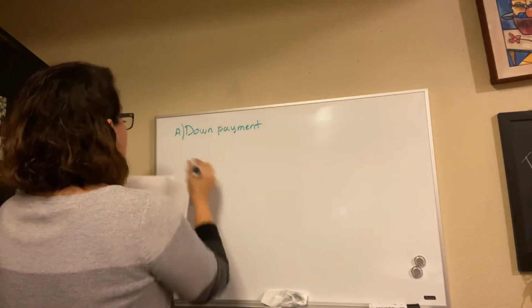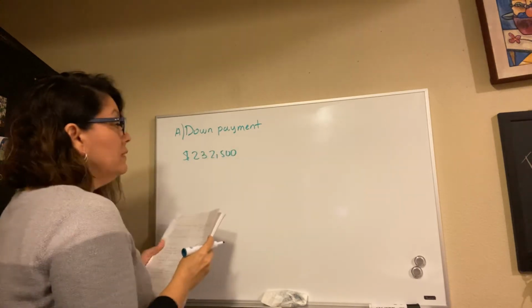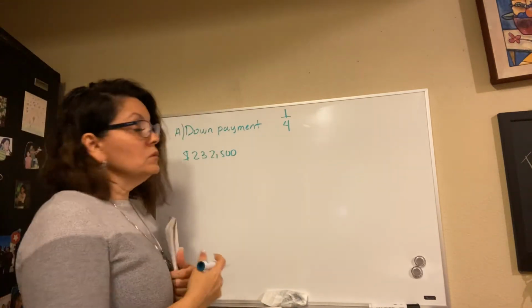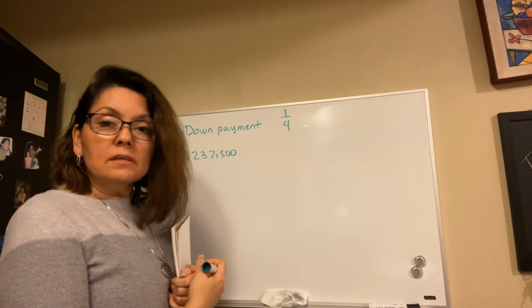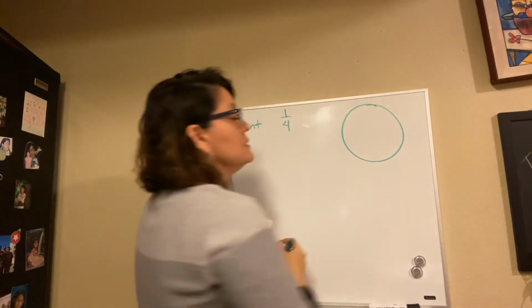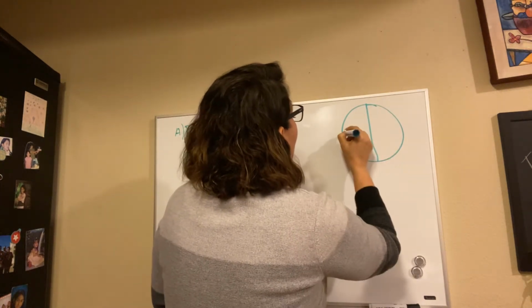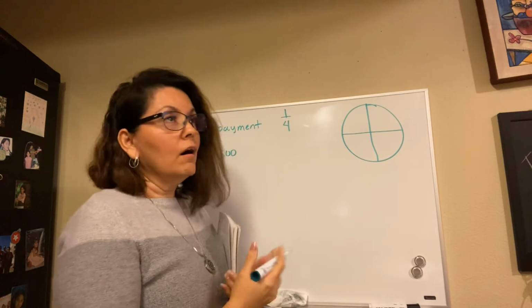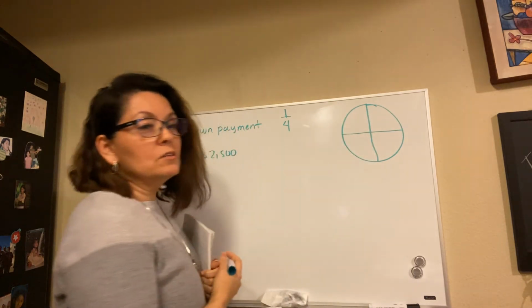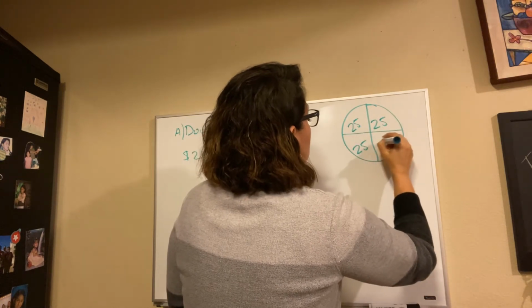So for my down payment, they said there is 232,500. And the down payment says 1/4. And you're like, how am I going to convert 1/4 into a percent? It's going to be really easy. Imagine that this one is $1. How many quarters are in $1? Oh, 4, Miss Ekman. Thank you very much. And what is the amount of each quarter? It is 25, 25, 25, and 25.